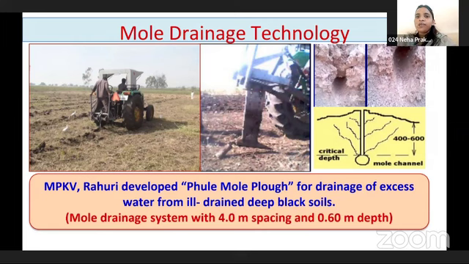Here MPKV Rahuri developed the Phule mole plough for the drainage of excess water from the deep black soil. You can find in the image that we have to hold the soil with the help of the Phule mole plough. The mole drainage system with a 4 meter spacing and 0.60 meter depth is there. So by use of that mole drainage technology, we can transfer that salt affected water to the ground level. So this is another practice.